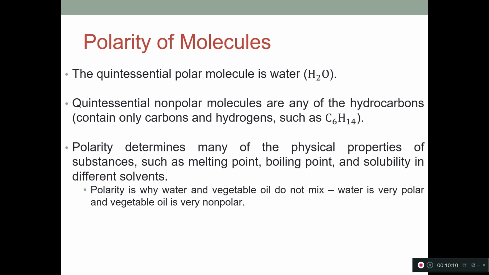And polarity determines many of the physical properties of substances. These include things like the melting point, the boiling point, the solubility in different solvents. So for instance, polarity is why water and vegetable oil don't mix. That's because water is polar, vegetable oil is non-polar, and so these things will not mix, which we'll talk a bit more about in the next video.